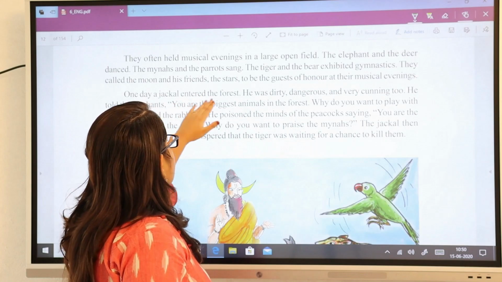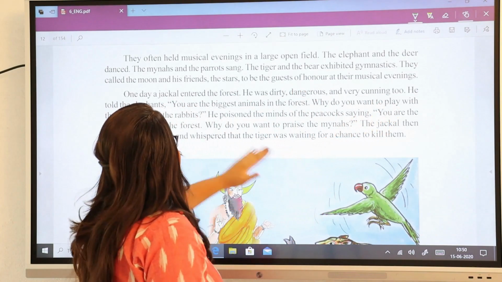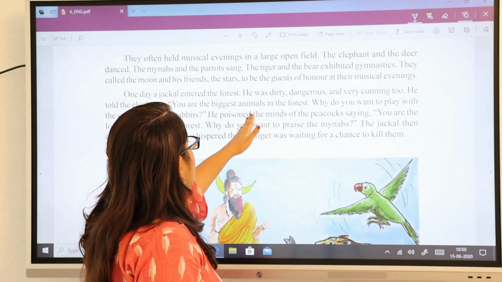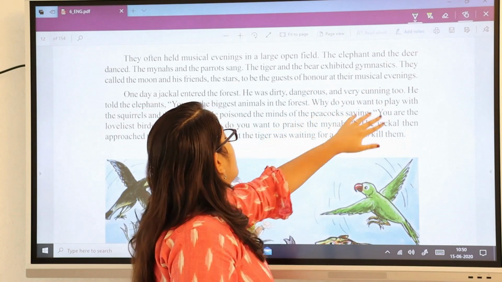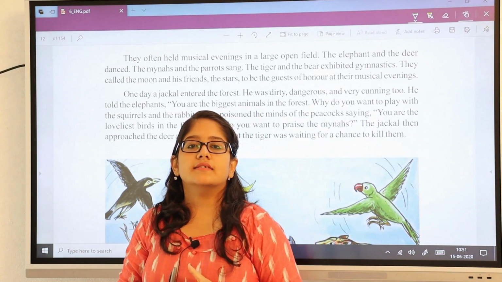One day a jackal entered the forest. He was dirty, dangerous and very cunning too. He told the elephants, "You are the biggest animals in the forest. Why do you want to play with the squirrels and the rabbits?" So what did this jackal do?